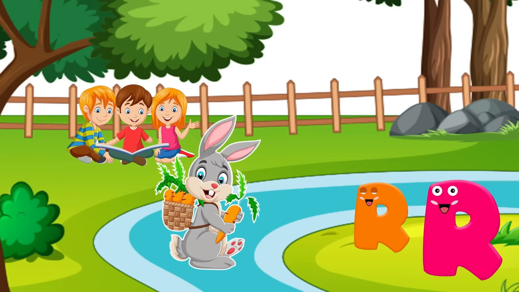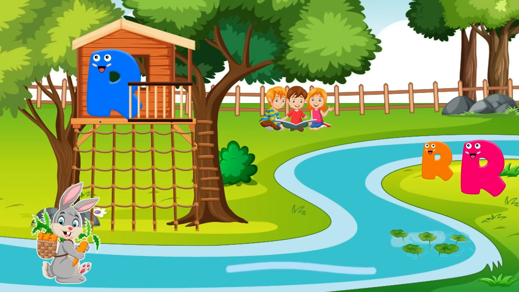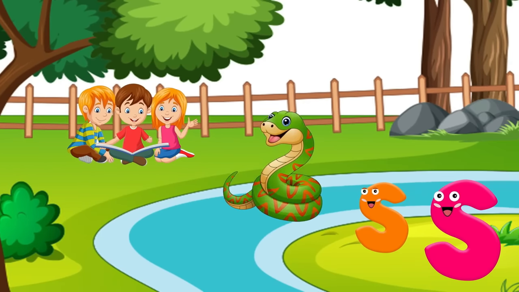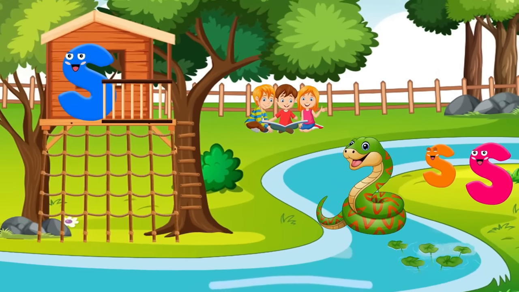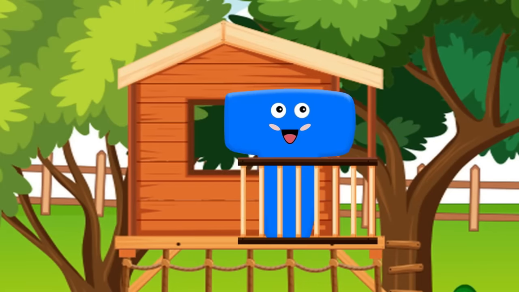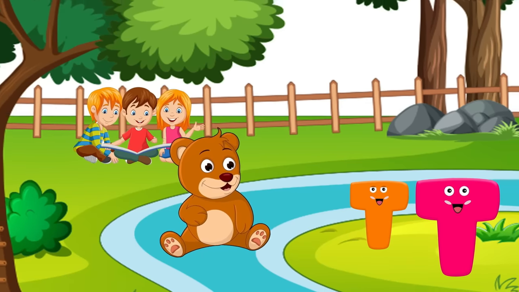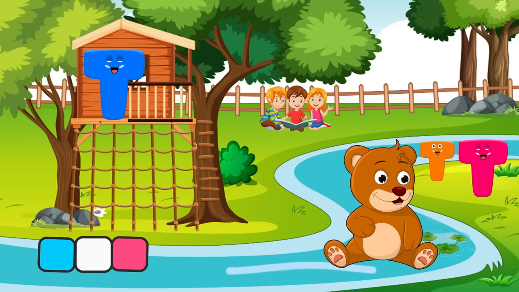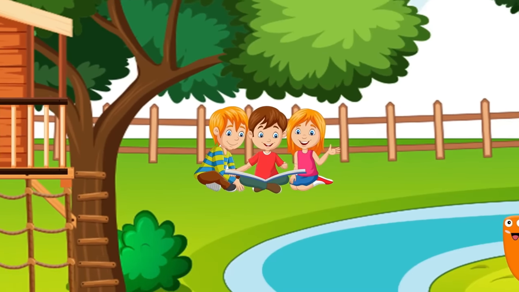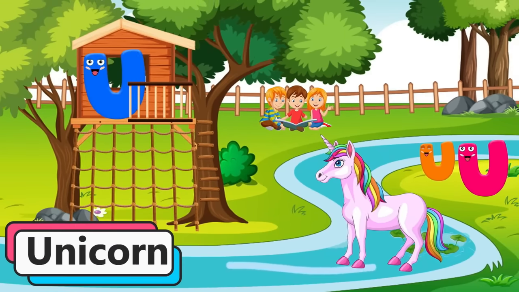R is for rabbit. R is for rabbit. S is for snake. S is for snake. T is for teddy bear. T is for teddy bear. U is for unicorn. U is for unicorn.